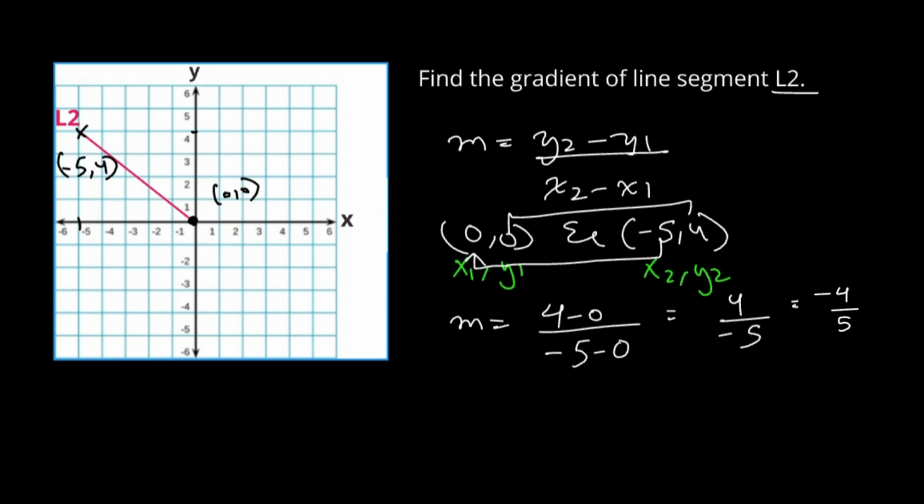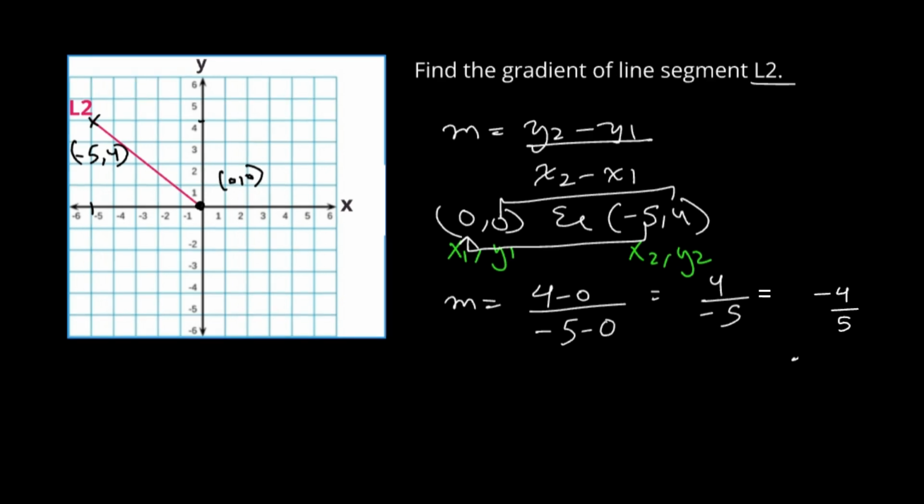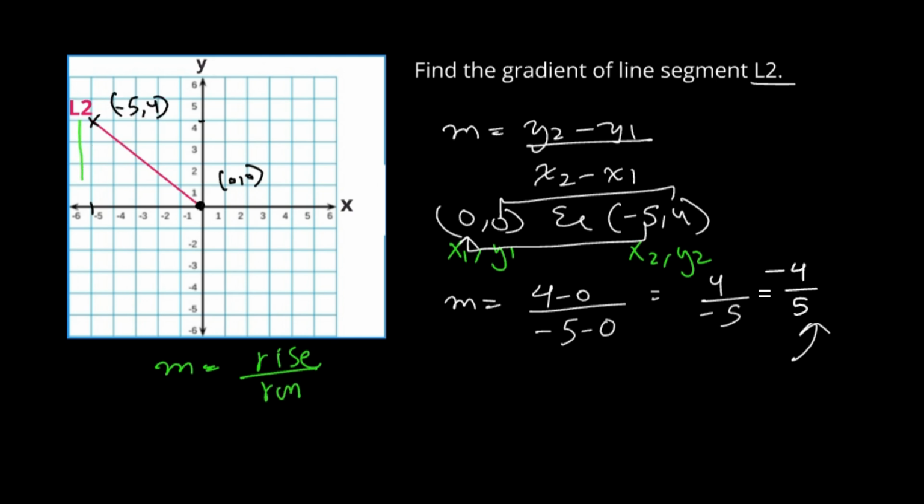Now you must have noticed that the gradient of the line L2 is negative, and the gradient of line L1, which we calculated earlier, was positive. So why is this so? To understand this, try finding out the gradient of this line using the rise and run concept. Gradient is also given by the rise and the run. Now you can see that unlike the line L1, the rise is downwards. So the rise is -4 and the run is 5. So the gradient becomes -4/5.